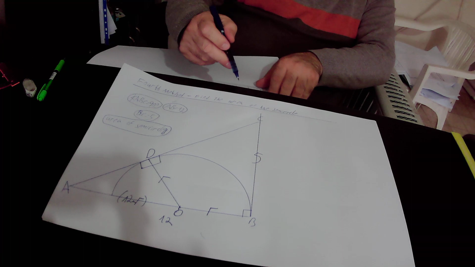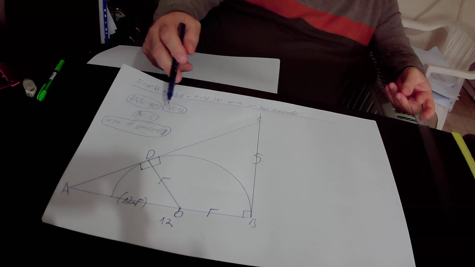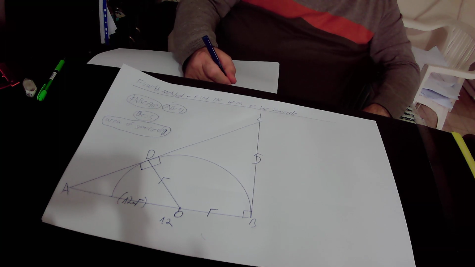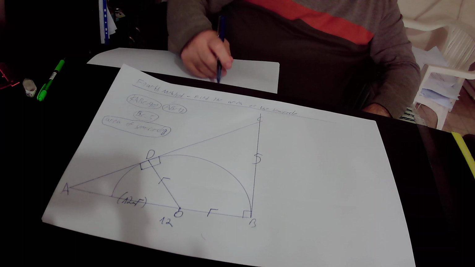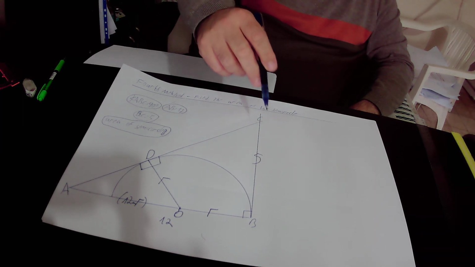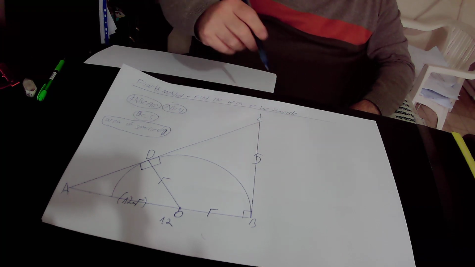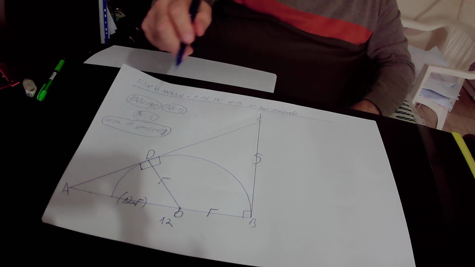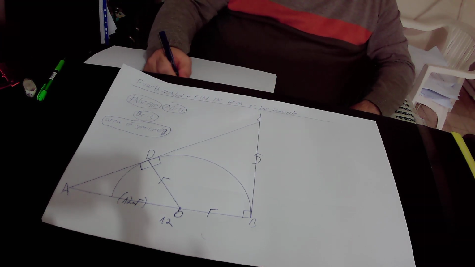The hypotenuse of this big right triangle, triangle ABC, is AC, so the square of the hypotenuse is AC square, and it equals the sum of the squares of the perpendiculars. That is to say, it equals CB square plus AB square.